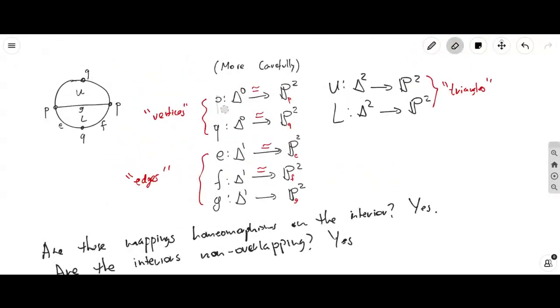The interior of these two, well, that's just the empty set. I mean, there is no interior. That's just the empty set. There's nothing to do here. Now, the interior of E, if you look at its image, you're staying away from those endpoints, and you're staying away from those. And then on the G, you're staying away. So those are non-overlapping. And then the interiors for U and L, that's just the inside for U and the inside for L, not touching any of the edges. So you can see from the picture that the interiors are non-overlapping.